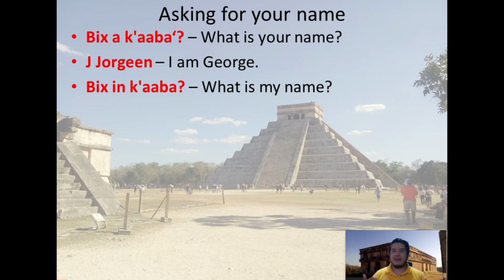You are not implying that you don't know your name. You just want to emphasize or reinforce that the other person is supposed to know your name. So in these cases, it's very common to use what is my name? Bishinkaba. And in this case, the answer would be Jorge, which means you are George or you are Jorge.